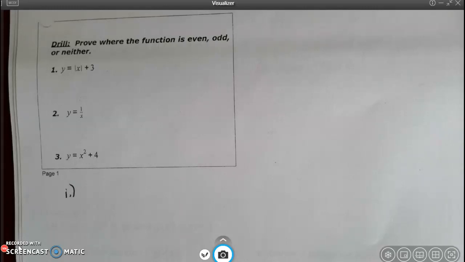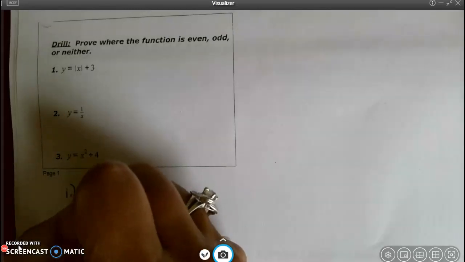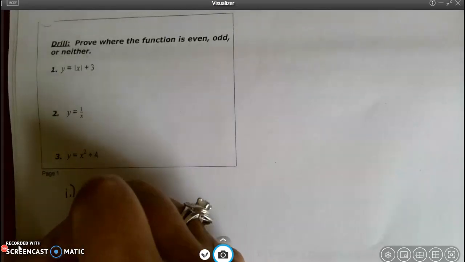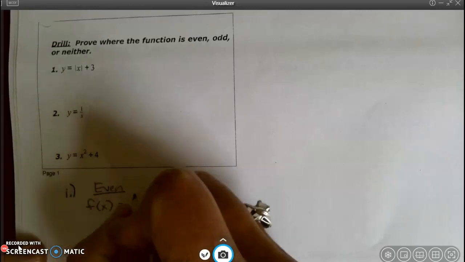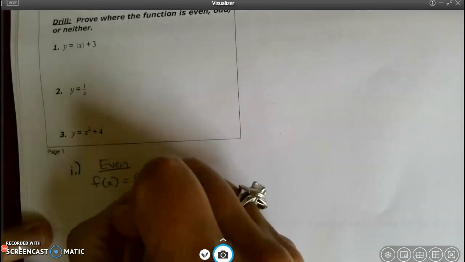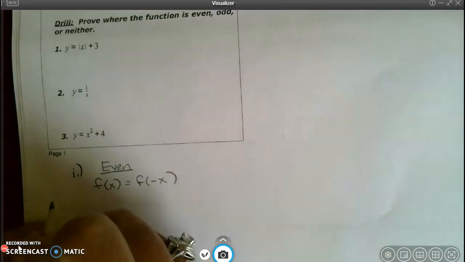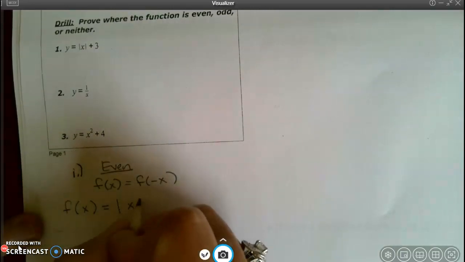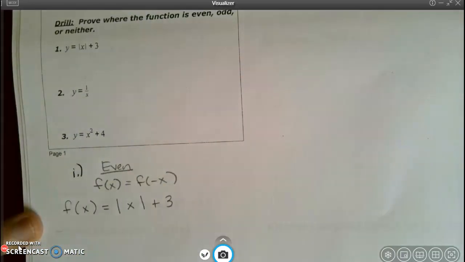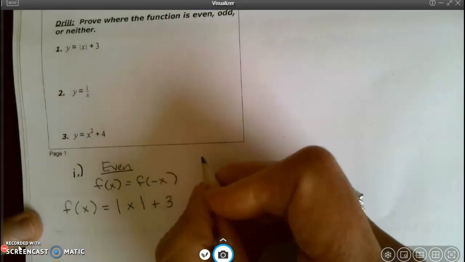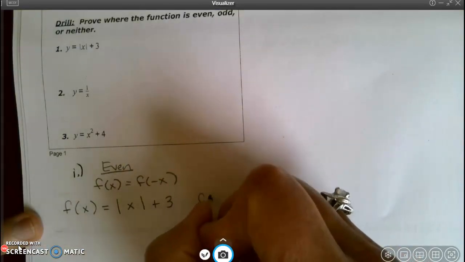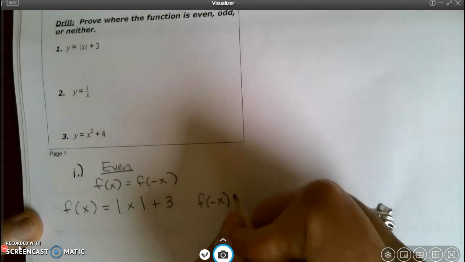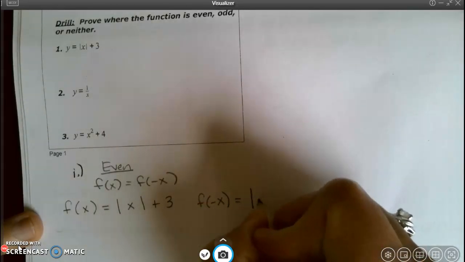I know that normally absolute value would be even. So I'm going to try the even test first. And my even test says that f of x should equal f at negative x. So the first part of the test is easy. I just simply copy down the function. And then for the other side of the test, I need to substitute a negative x wherever I see an x.